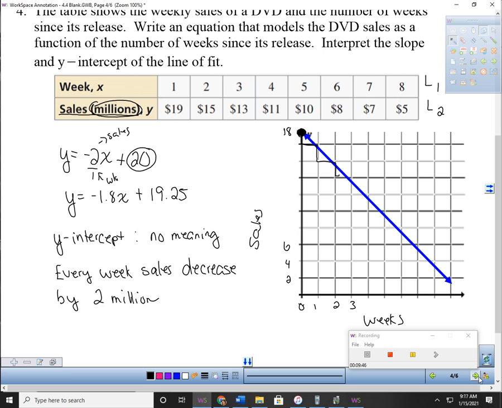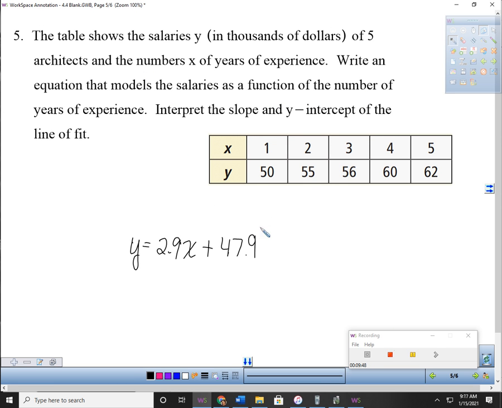So let's talk about interpreting on number 5. What does the y-intercept, I'm just going to draw kind of like a little sketch here. Okay? Doesn't have to be perfect. Your x-axis represented what? Years of experience, right? And we have no years, 1, 2, 3, correct? Okay. And then the y value represented your salaries, right? So this represents my salary.